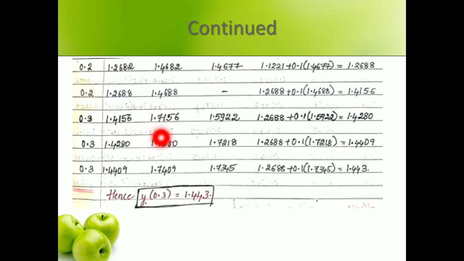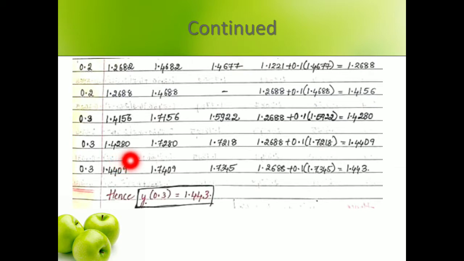Y dash value will be 1.7156. Mean slope will be 1.7156 divided by 2, you will get the mean slope 1.5922. Then your new y value will be 1.4280. Carry this in the next iteration step.